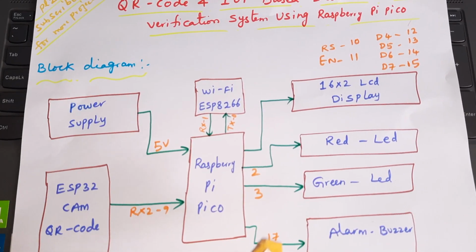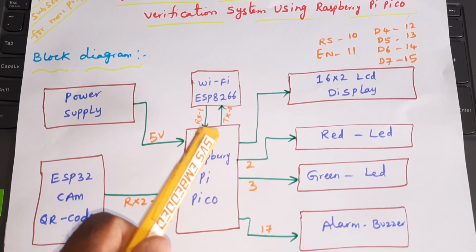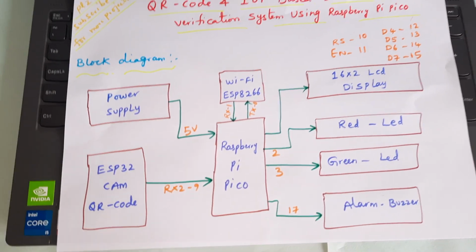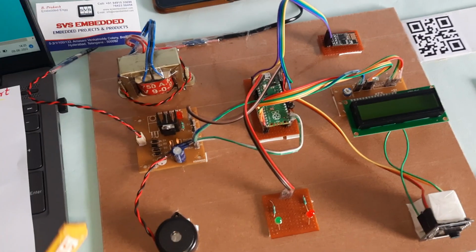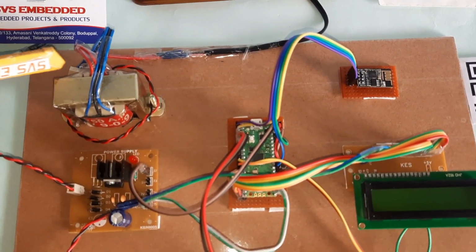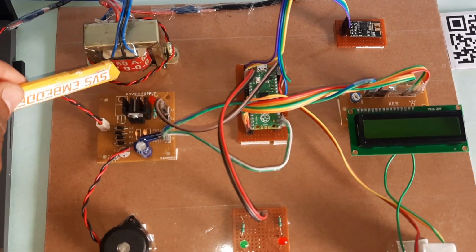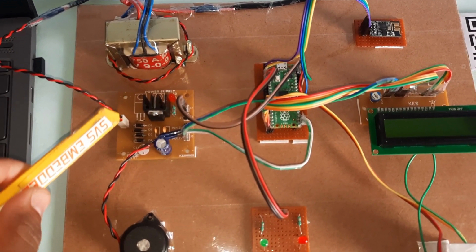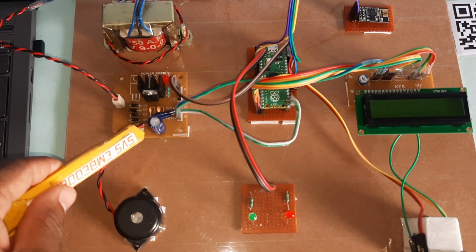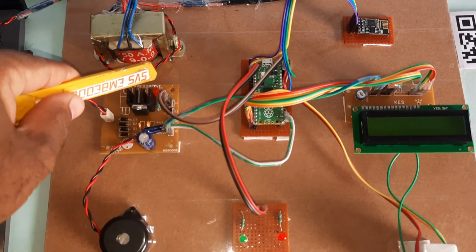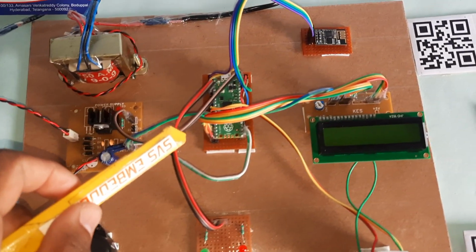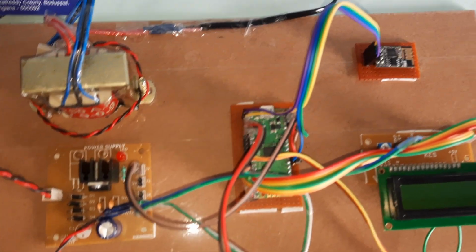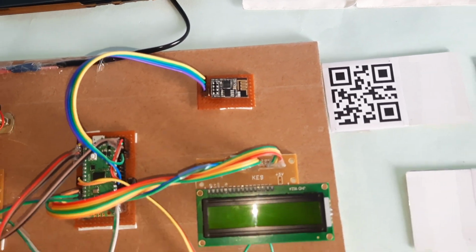The Wi-Fi ESP8266 is connected through serial communication 1 and serial communication 2 with a 5 volt power supply. Here we are using a 230 volt input step-down transformer with 9 volt AC output, a bridge rectifier, filter capacitor, 7805 regulator and one LED on the power supply board, along with the RP2040 IC, Raspberry Pi Pico board, and Wi-Fi ESP8266.